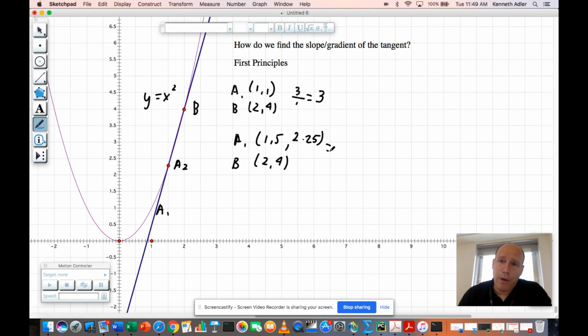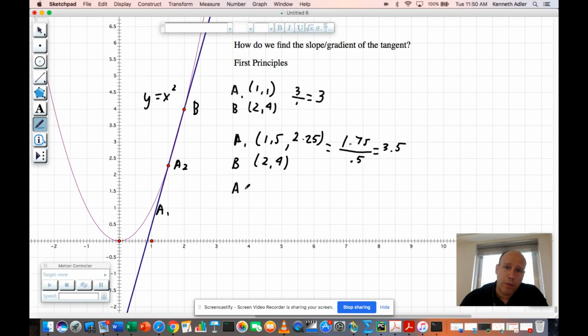So what do we have here? It's 1.75 over, and the change from 1.5 to 2 is 0.5. So 1.75 divided by 0.5 is 3.5. Okay, let's continue another time.